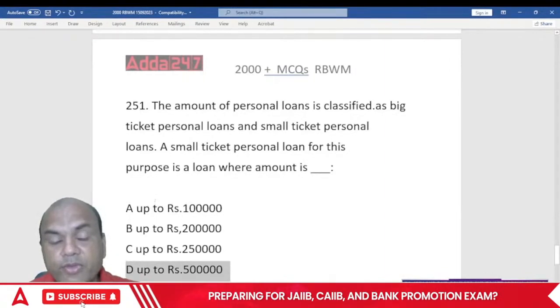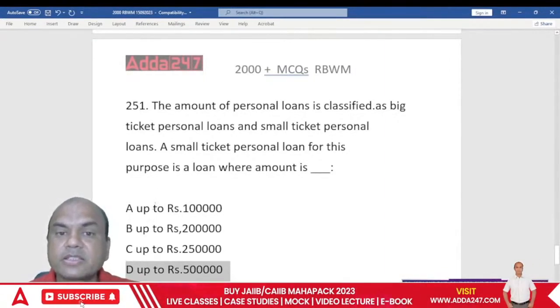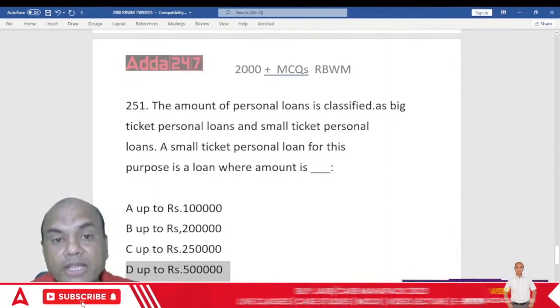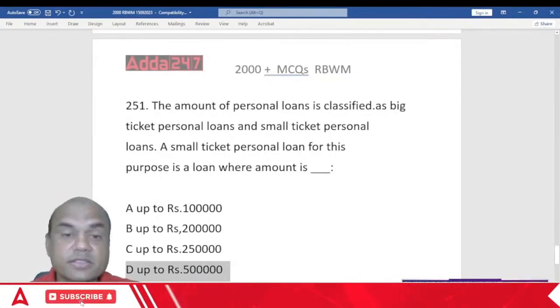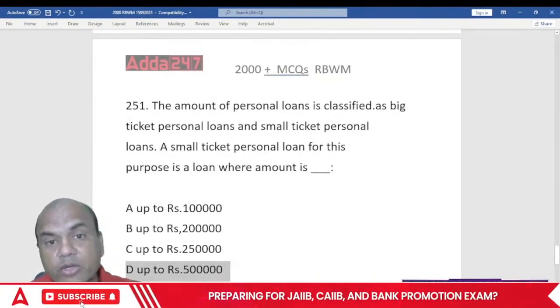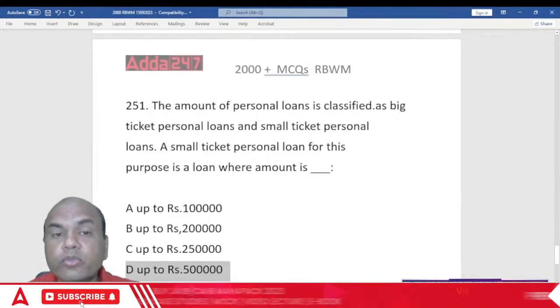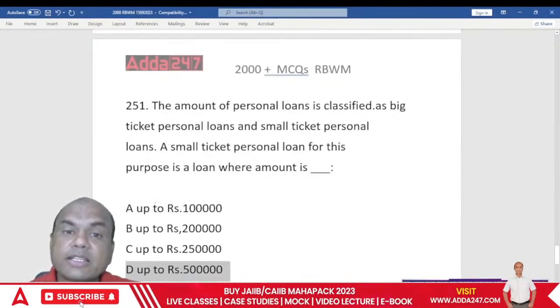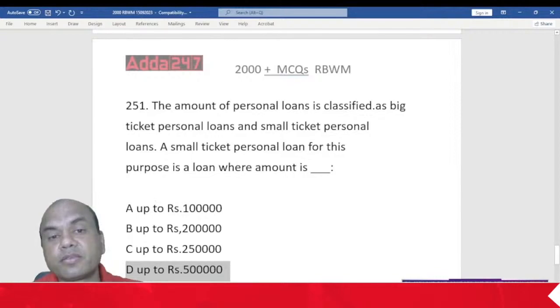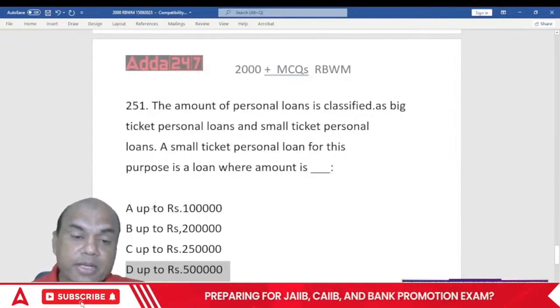Even when we were in the private banks, these banks sanctioned STPLs up to 10 lakhs. So it depends on bank to bank. There is no fixed criteria given by RBI that this is STPL and this is not STPL. It depends on the bank's risk appetite.